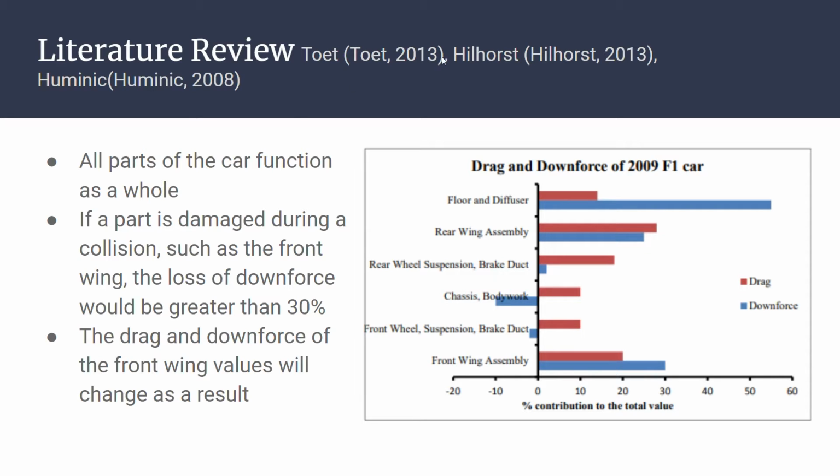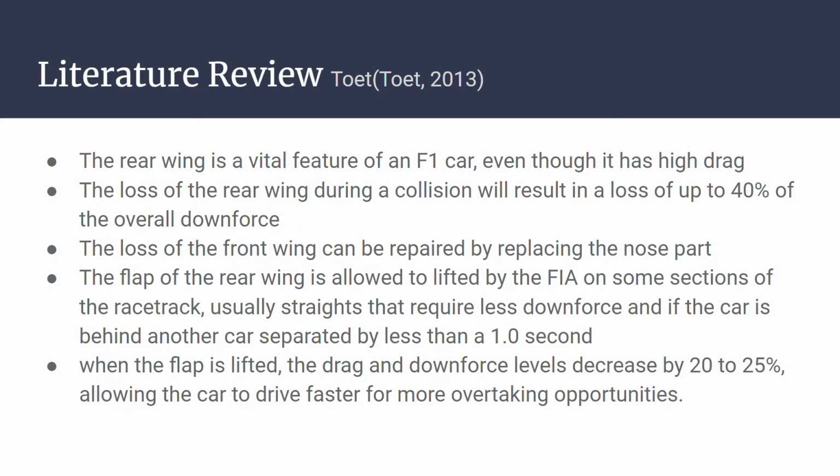Hillhurst and Huminick made related findings to Towett. So the figure shows that the main downforce generating components are the car wings and the floor diffuser combination. Since F1 rules only allow for the use of a flat bottom, no floor design variants can be studied. The rear wing is a vital feature of an F1 car, even though it has high drag.